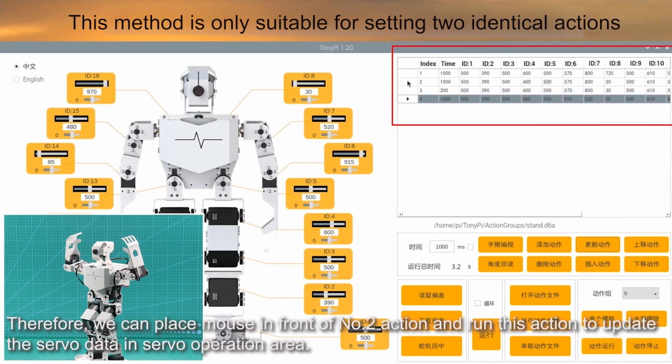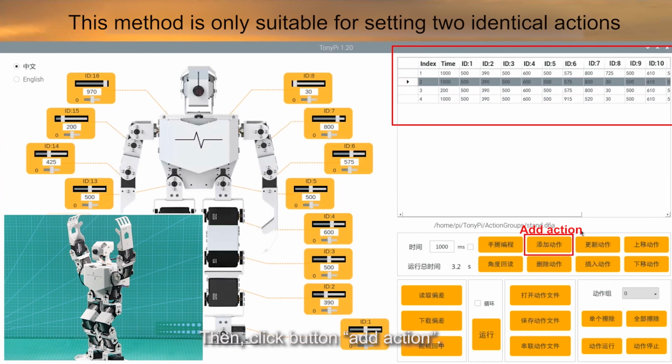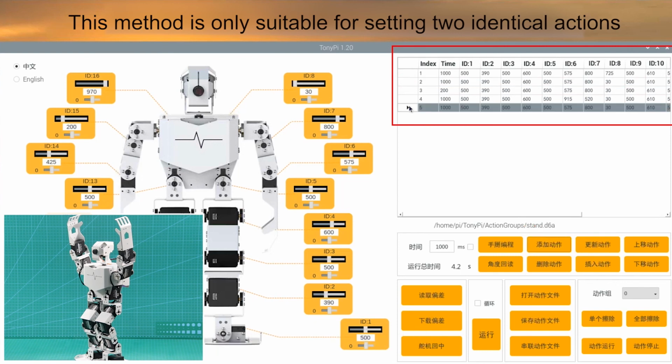Therefore, we can place mouse in front of number 2 action and run this action to update the servo data in servo operation area. Then click button Add Action. The last action is to let the TonyPi's hands down.